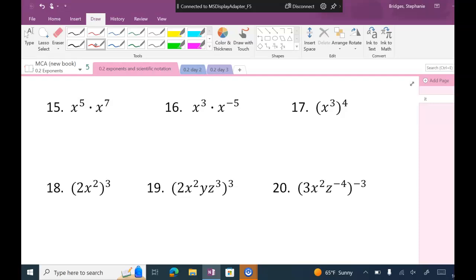So with 15, we have x to the 5th times x to the 7th. The rule says if I am multiplying the same base, is my base the same? Yes, okay. I keep that base and I add the exponents. So what is 5 plus 7? 12.